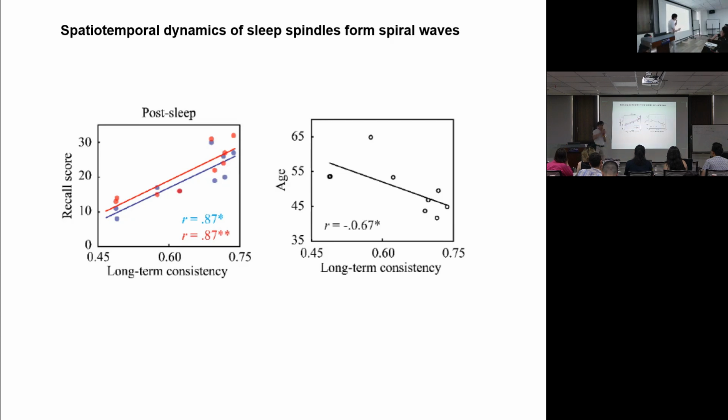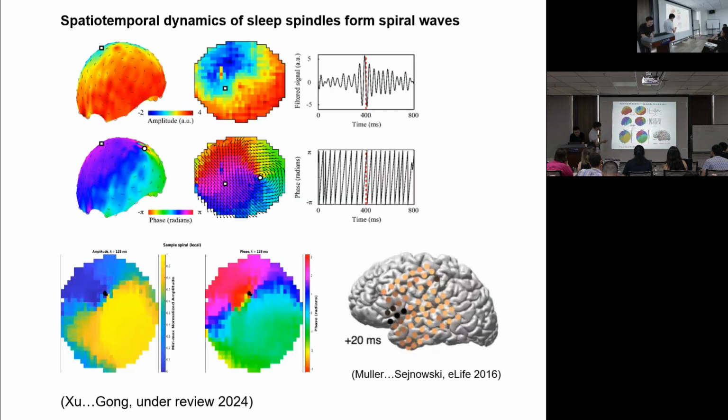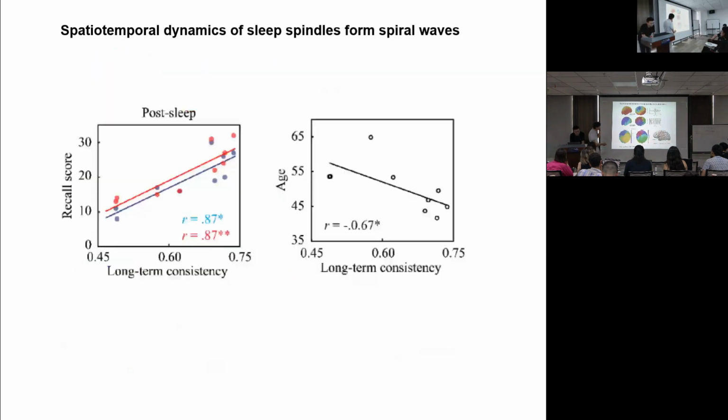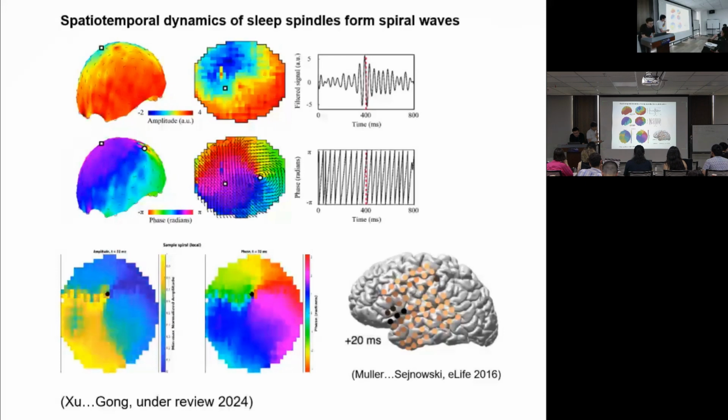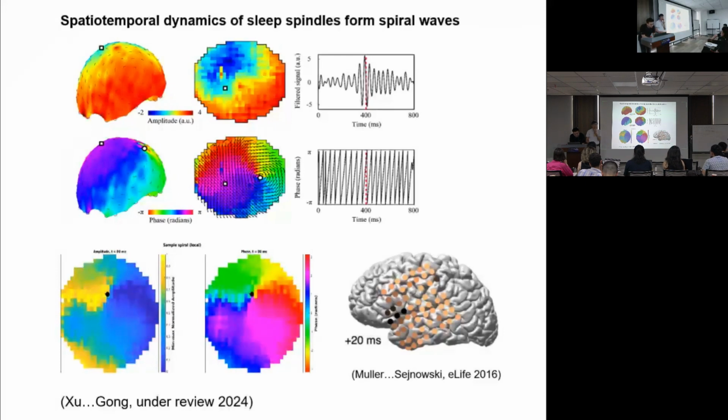Also, spirals for sleep spindles are very big, as you can see. Almost the whole brain is covered. It's a very big one, but these big spiral waves only happen during sleep. That's understandable, right? Because during sleep you don't do anything else, you only sleep.